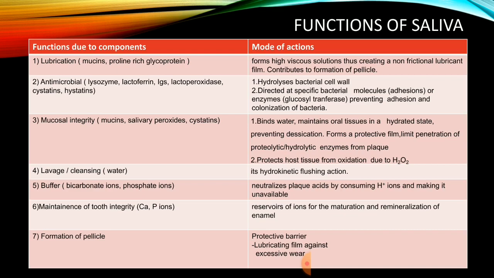So next, this is the tabulated form of the functions of saliva. So first there is a function which is listed in bracket. There are components of the saliva which provide this type of function, and next is the mode of action. So first function we have lubrication, which is usually because of mucins present in the saliva, and it helps by forming a highly viscous solution which creates a non-frictional lubricant film and which contributes to the formation of pellicle.